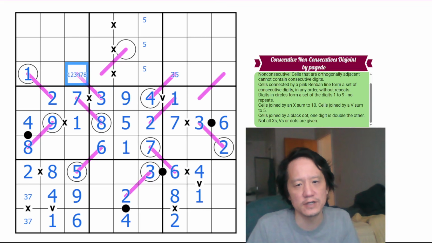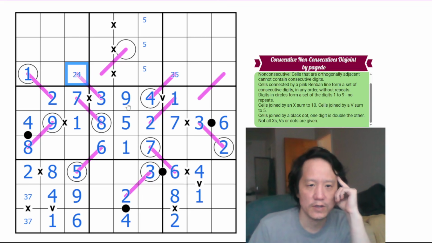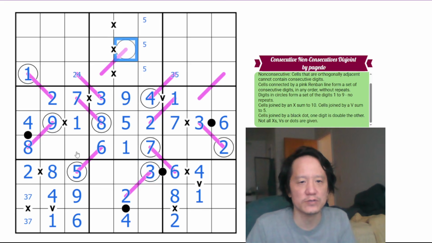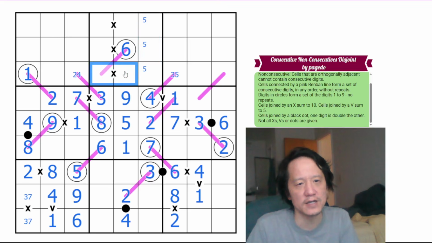3 is only consecutive with 2 or 4. So that's 2 or 4. The last remaining digit in a circle has to be a 6. Because we already have 1, 2, 3, 4, 5, 7, 8, 9. So this is 6. That means this must be consecutive with 6, so it can't be 5 because it's next to an x, so this must be 7, which makes this 3.